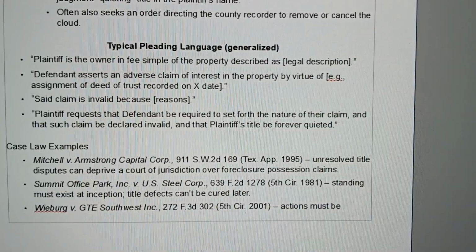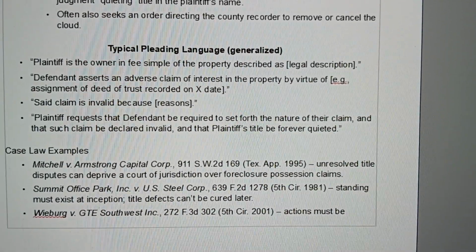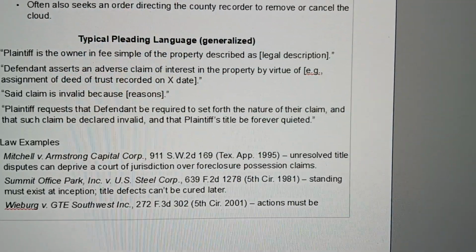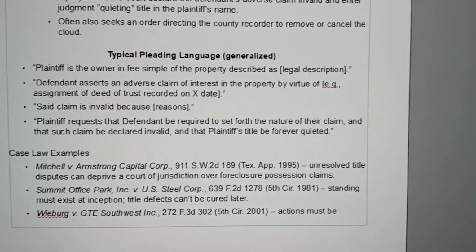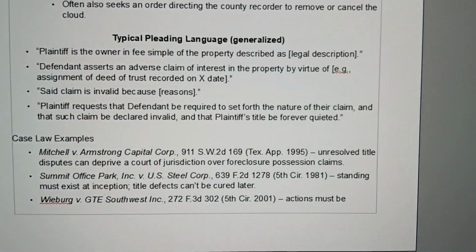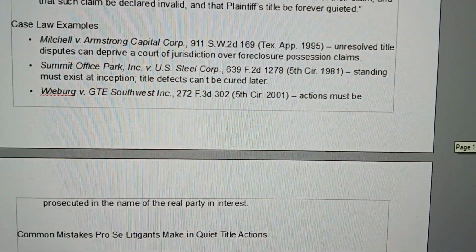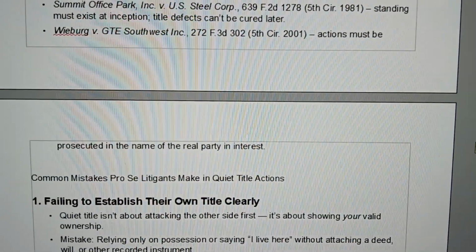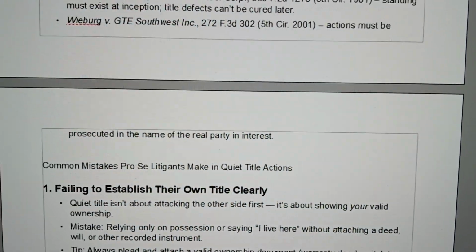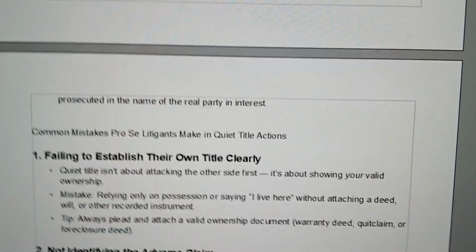And then there's Simmons Office Park versus U.S. Steel Corp. Standing must exist at inception. Title defects cannot be cured later. That's huge, guys. Everybody needs to really study that case. And Weinberg versus GTE Southwest Inc. Actions must be prosecuted in the name of the real party in interest, not the servicer. They don't have any claim to it. They just service the loan. These are things that we need to point out.